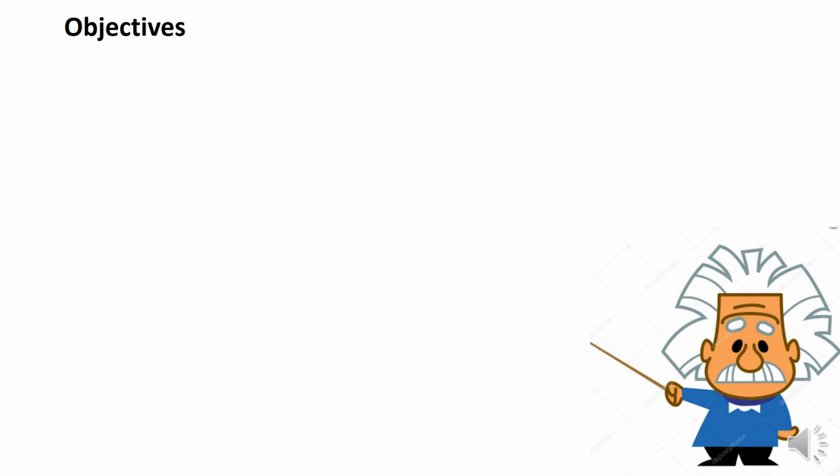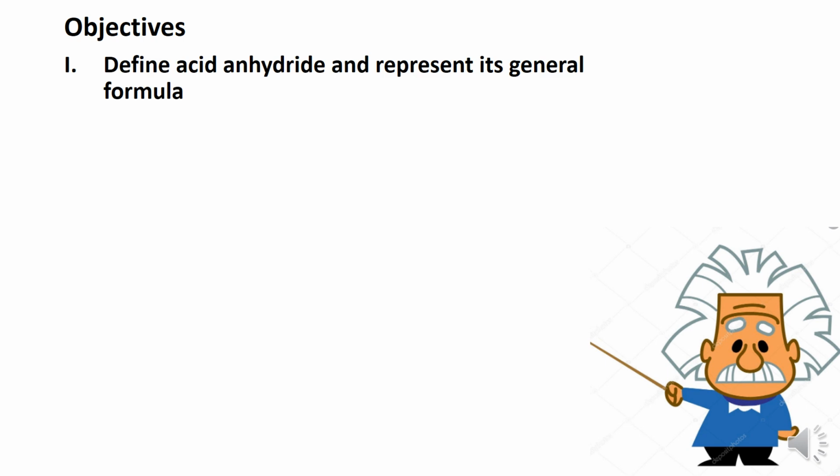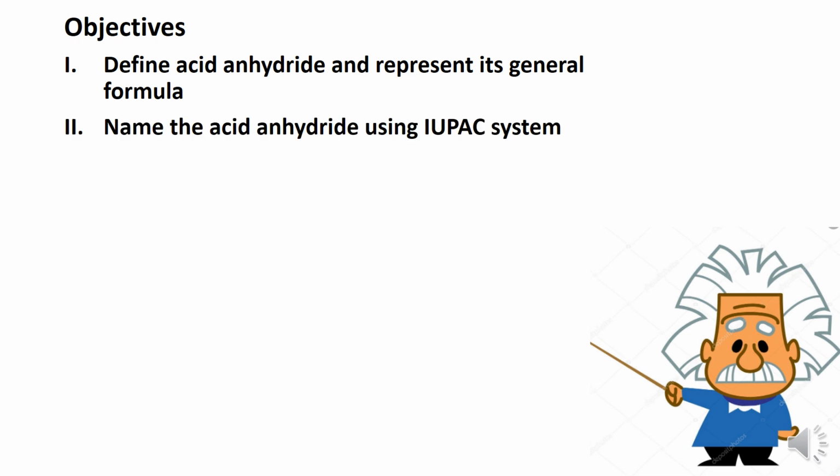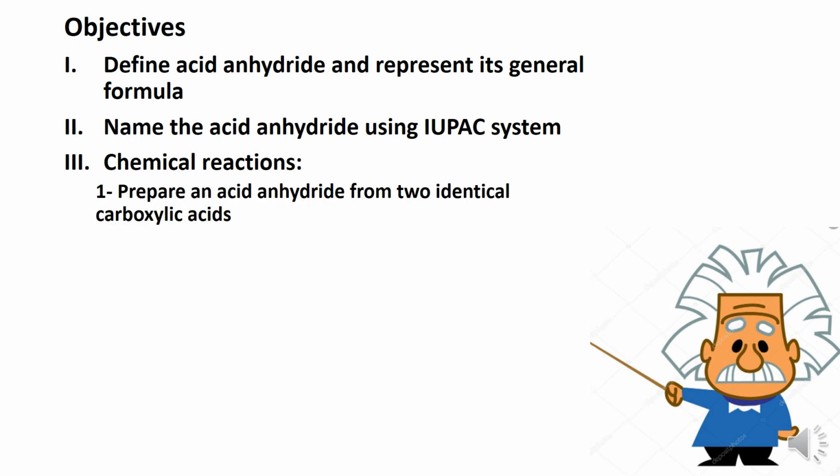The objectives that you will be able to understand at the end of the session are the following. The first one is to define acid anhydride and represent its general formula. The second is to name the acid anhydride using IUPAC system. The third one is about chemical reactions: how to prepare an acid anhydride from two identical carboxylic acids, and second, how a mixed anhydride is prepared.